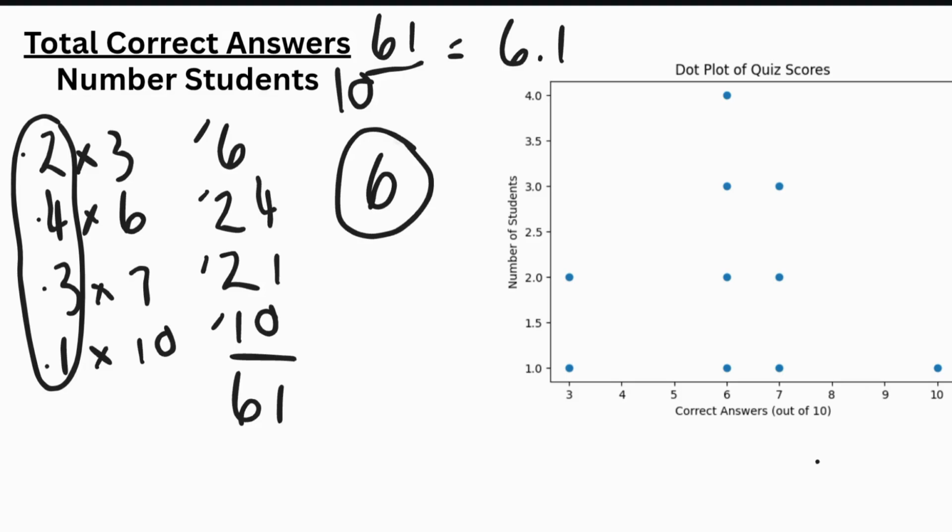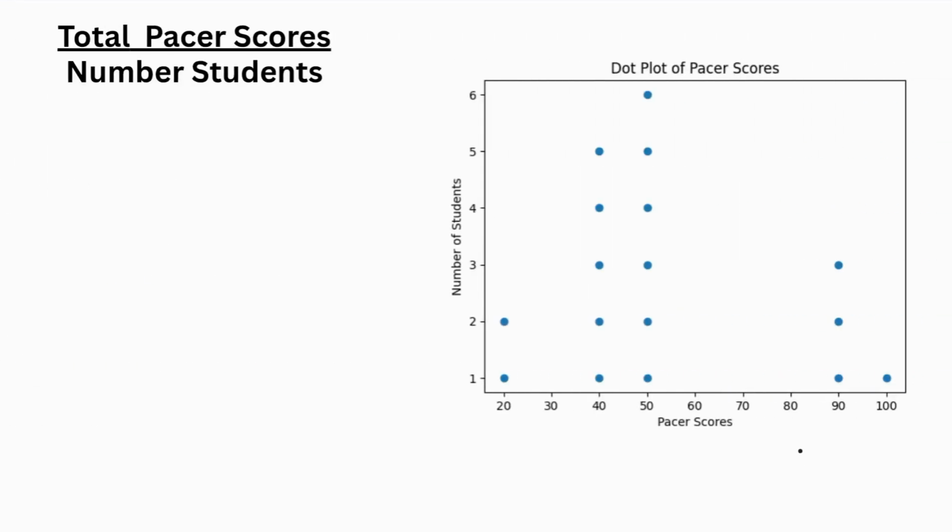Let's look at another example. In this, we have PACER scores and number of students. And let's see if we can find what the mean is of the PACER score. So again, we're going to use total PACER scores divided by the number of students.